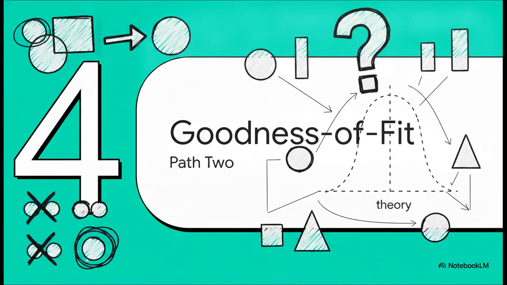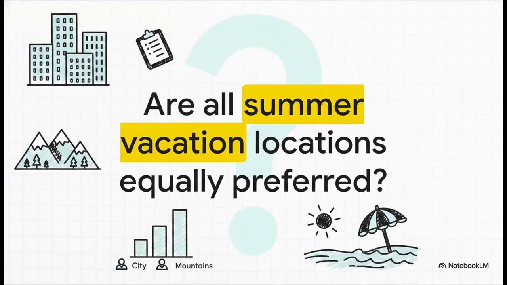Section 4. Path 2. Goodness of fit. We've mastered testing two variables against each other. But what if we only have one variable and we want to compare it against a theory? That brings us down path 2, the goodness of fit test. To ground this, let's ask a very specific, relatable question. Suppose you survey a group of students and ask them to choose their ideal summer vacation spot across 3 distinct categories: the city, the mountains, or the seashore. Are all these locations equally preferred, or is there a significant bias towards one of them?